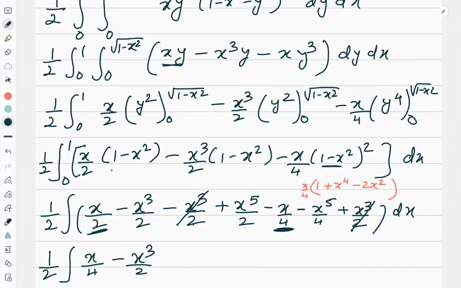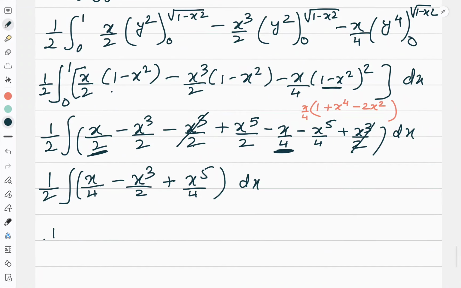Right. Then the last terms, these two terms I have, if I take the LCM, it will become plus x to the power 5 by 4, because here 2 will come, and subtraction will give me this. Okay, dx. So now I am left with only 3 terms to integrate. Now let me integrate these 3 terms with respect to x. So 1 by 2 is sitting outside. So x square by 8 minus x to the power 4 by 8 plus x to the power 6 by 24.